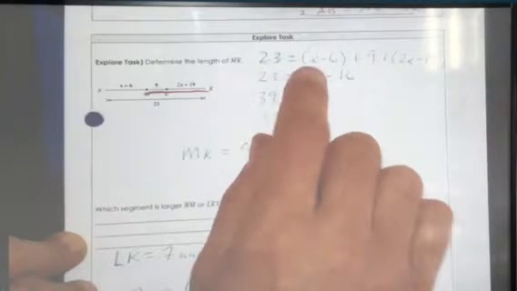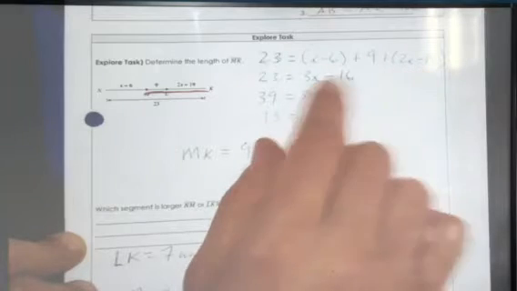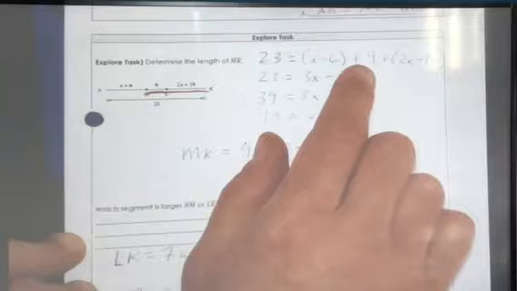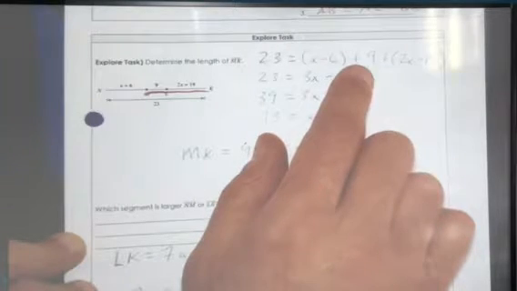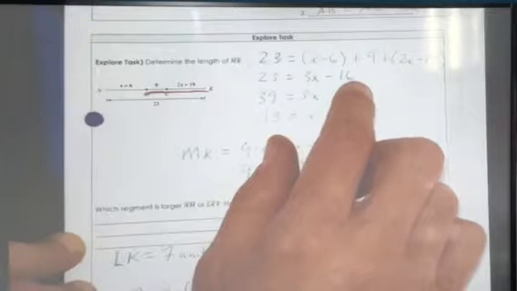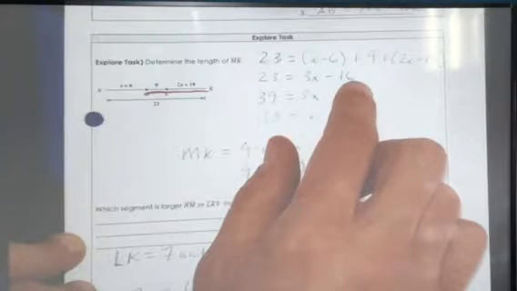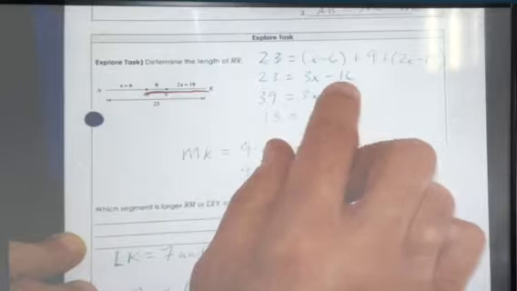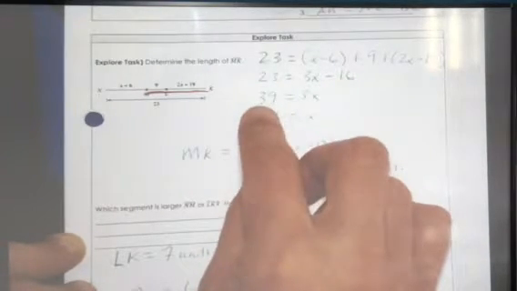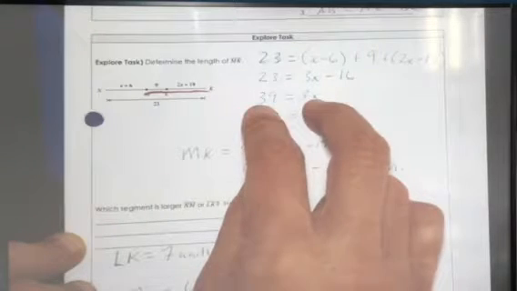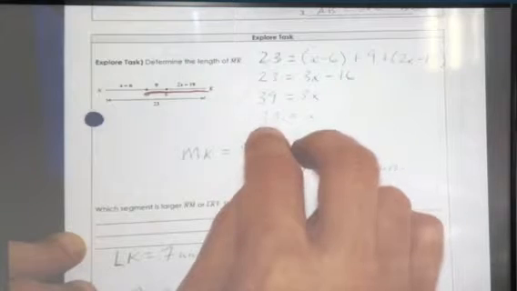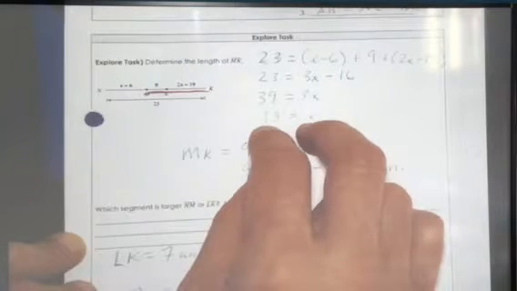Now combine like terms. So we have x plus 2x is 3x. And we have minus 6 plus 9 is plus 3. Then plus 3 minus 19 is minus 16. Now we use inverse operations, and we add 16 to both sides. So we say 23 plus 16 equals 39, and that equals the 3x that's still there. Divide both sides by 3, and x equals 13.